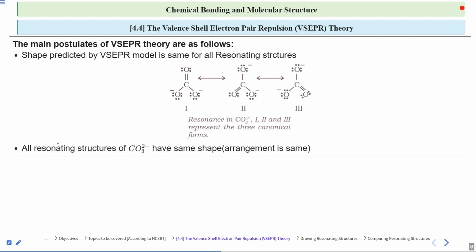So the same thing is being written here, that all of your resonating structures of the carbonate have the same shape. That means your arrangement is same. So your carbon is present at the center in the first structure, in the second and the third, and your three oxygens are present at the trigonal corners of these three structures. Okay. Now we have looked upon all the postulates of the VSEPR theory.